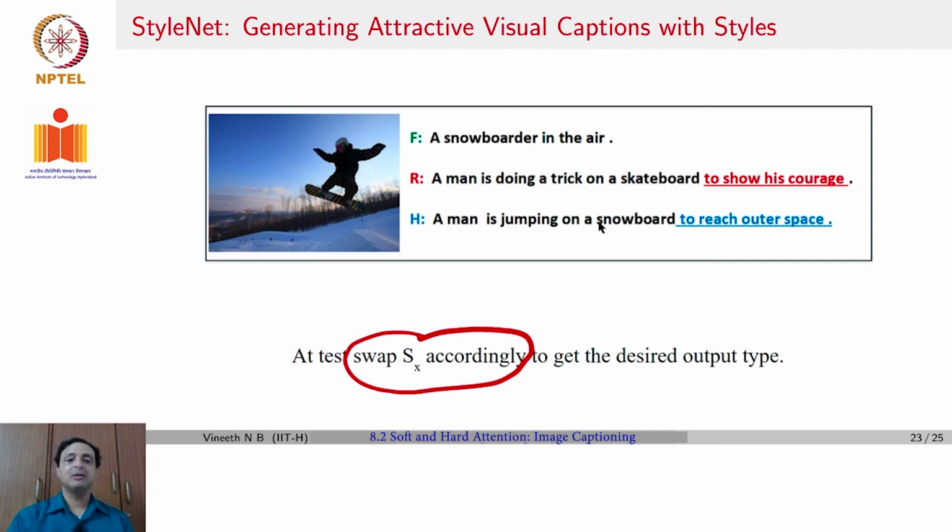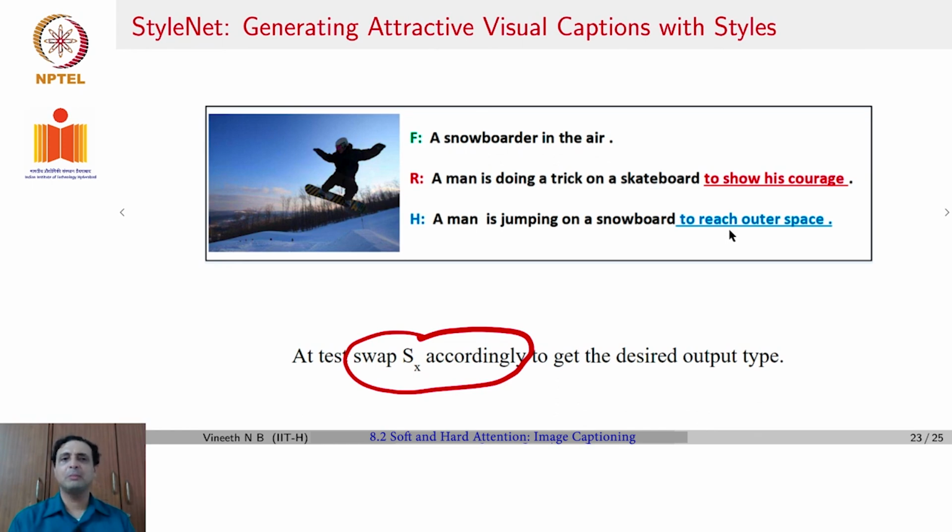So at test time, given an image such as this, you could have a factual caption which states a snowboarder in the air, or a romantic caption which says a man is doing a trick on a skateboard to show his courage, or a humorous caption which is a man is jumping on a snowboard to reach outer space.